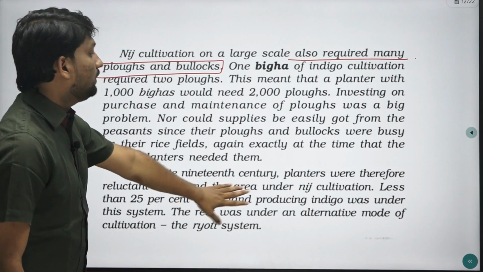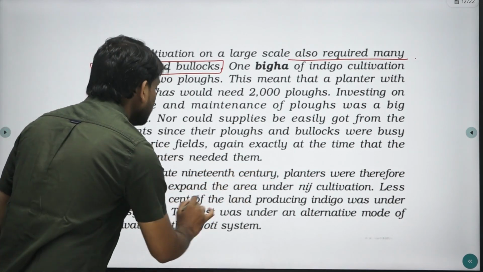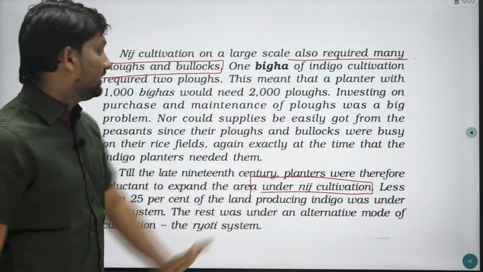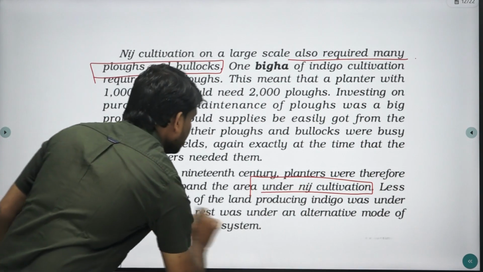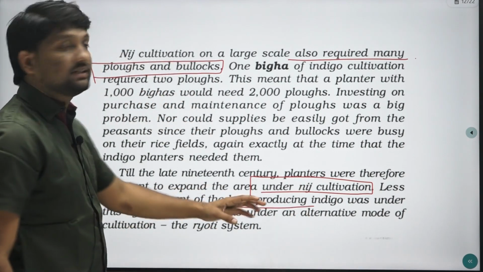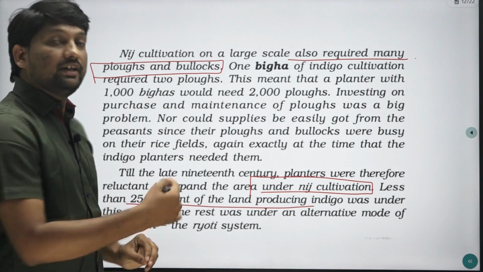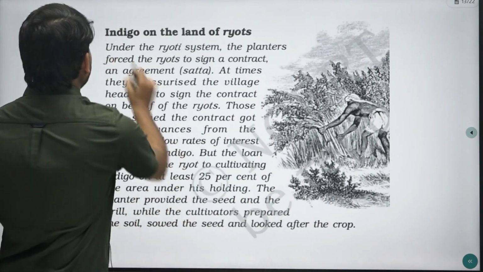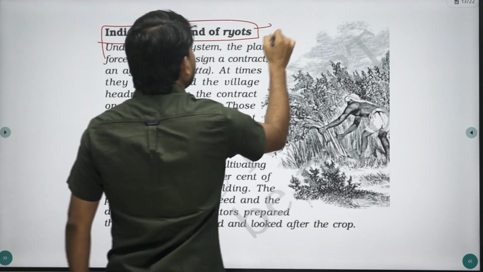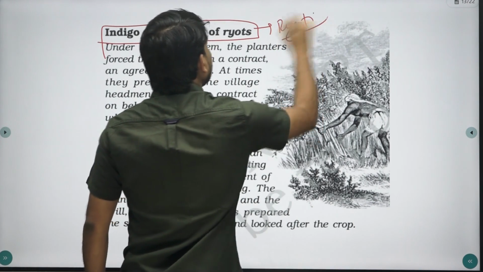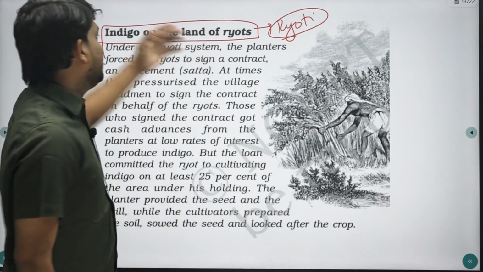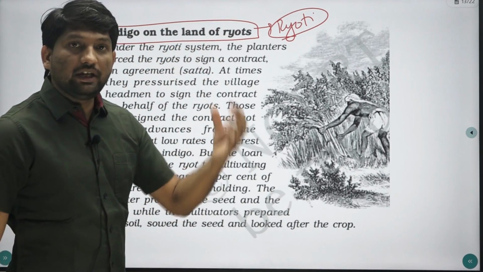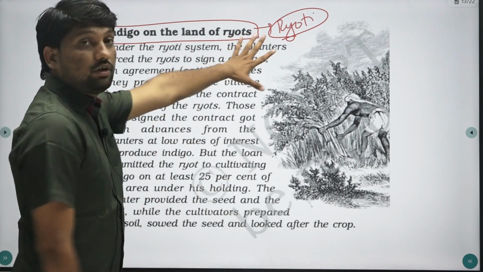Till the late 18th century, planters were therefore reluctant to expand the area under Nij cultivation. It was not as profitable as Ryoti cultivation. Less than 25% of the land producing indigo was under Nij cultivation, and more than 75% was under Ryoti cultivation. Indigo on the land of the Ryot, this is Ryoti cultivation. The basic difference is that in Nij cultivation, indigo was produced on the land of the planters, while in Ryoti cultivation, indigo was produced on the land of the Ryot or cultivator.